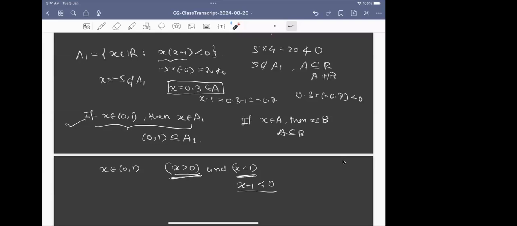That is the statement we are going to show. Yes, if x belongs to interval (0, 1), then x belongs to A1.